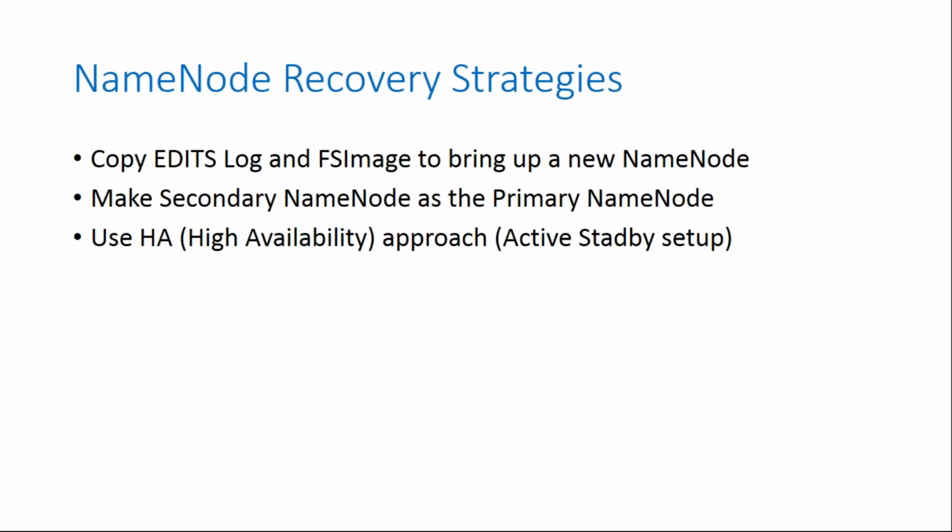And the other problem is, if the name node went down but the hard disk is okay, then we can still get these files from the hard disk and use a new name node as the primary name node. But it is going to take some time, as manual intervention is needed. So this brings down the whole cluster for that period of time.